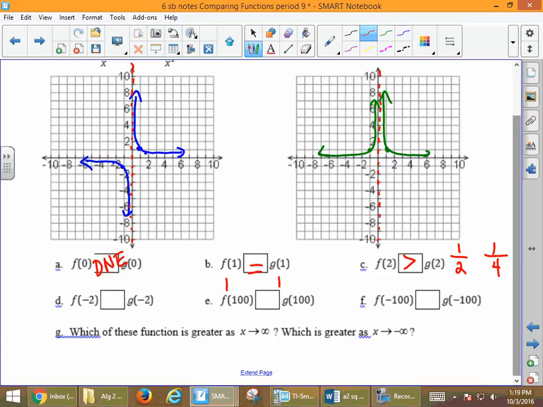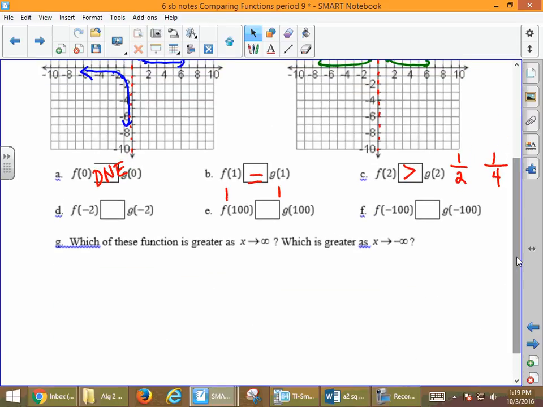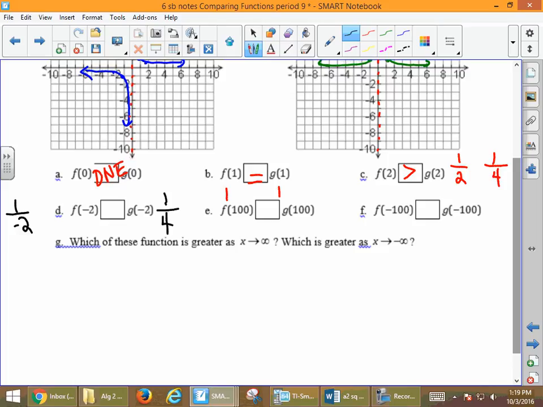So what happens here if we negate those functions? If we have f of negative 2, well, f of negative 2 is going to be 1 divided by negative 2. And g of negative 2 is going to be 1 over negative 2 squared, and negative 2 times negative 2 is positive 4. And we have a negative value for f of negative 2, and we have a positive value for g of negative 2, which means that f of negative 2 is going to be smaller than g of negative 2.